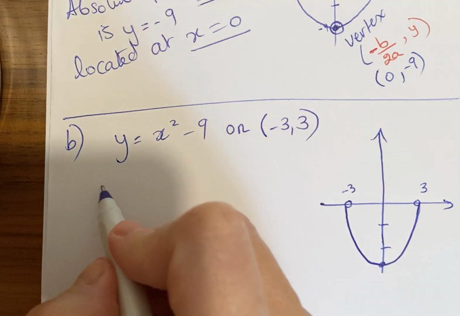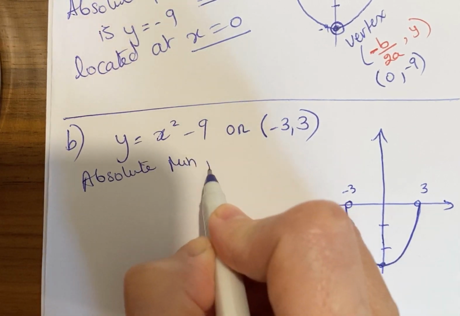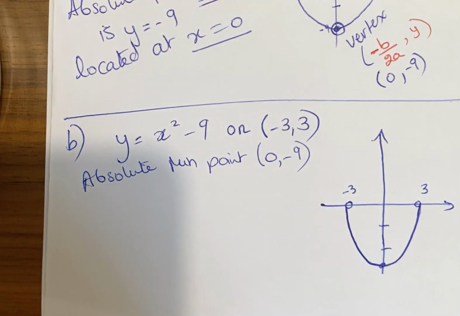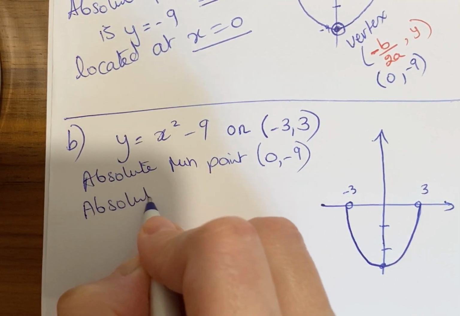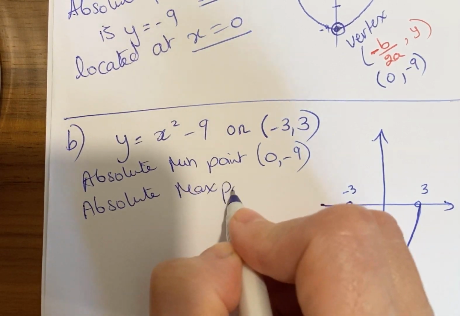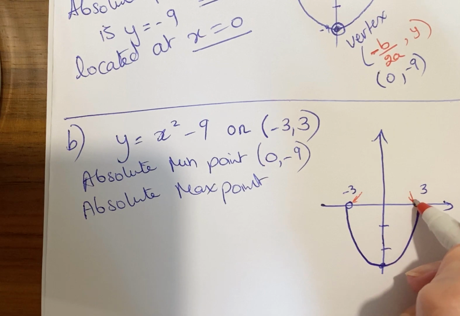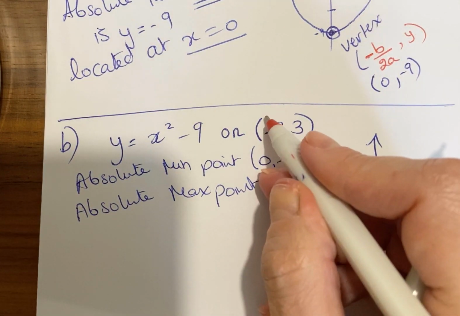Okay. Again, what does the absolute minimum point look like? It's still the same, nothing changed. It's at 0, minus 9. My question is, does it have an absolute maximum? Many students come and say the absolute maximum is minus 3, 3. Yeah, but this is not included in the domain. The domain is the open interval minus 3, 3.